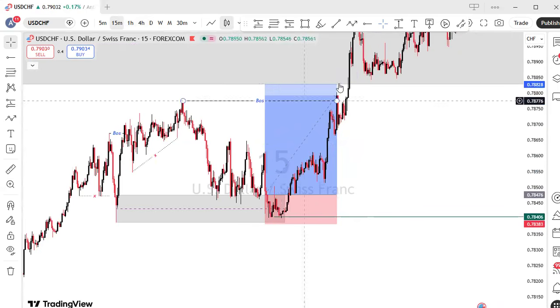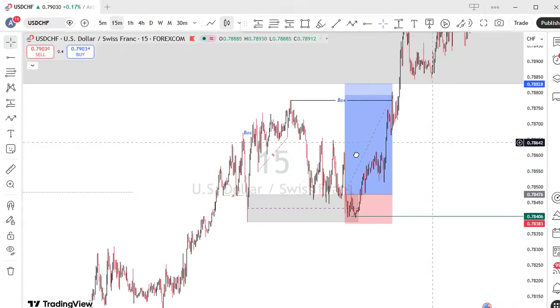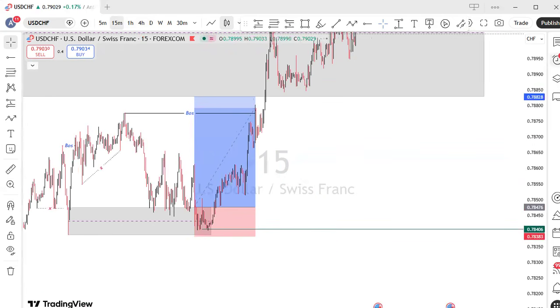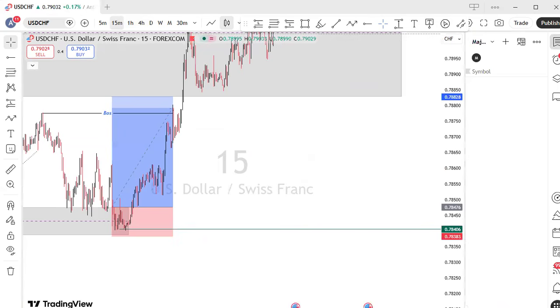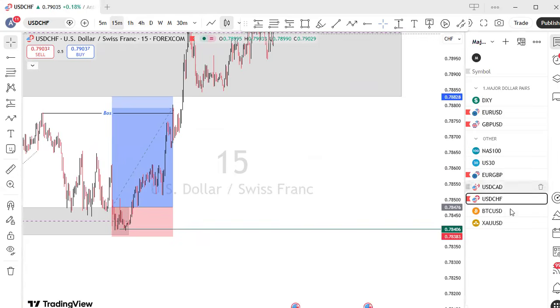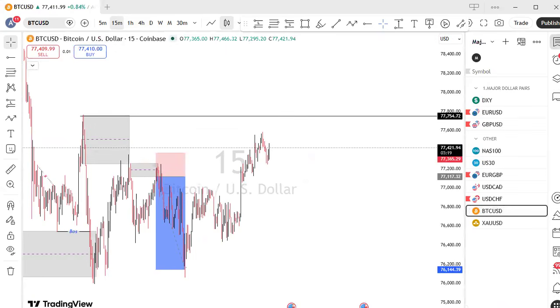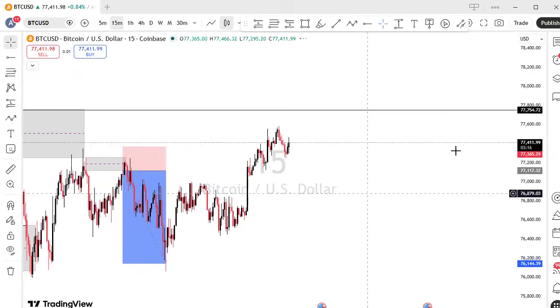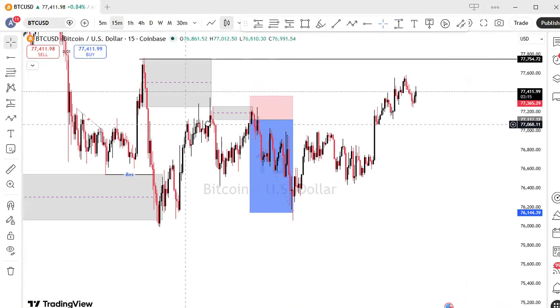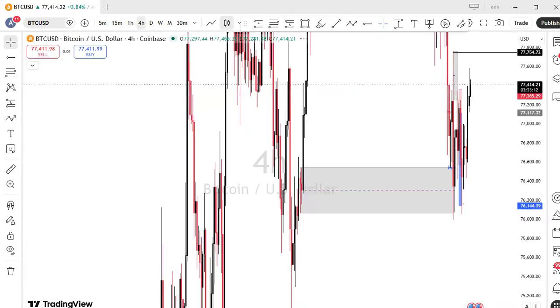So for me, I never took this trade. Okay, so the trade that I took yesterday was on BTC. So let's go to the next pair, which is going to be BTC, and then we are going to finish with gold. So this is the trade that I took on BTC. Let me start from the 4 hour.